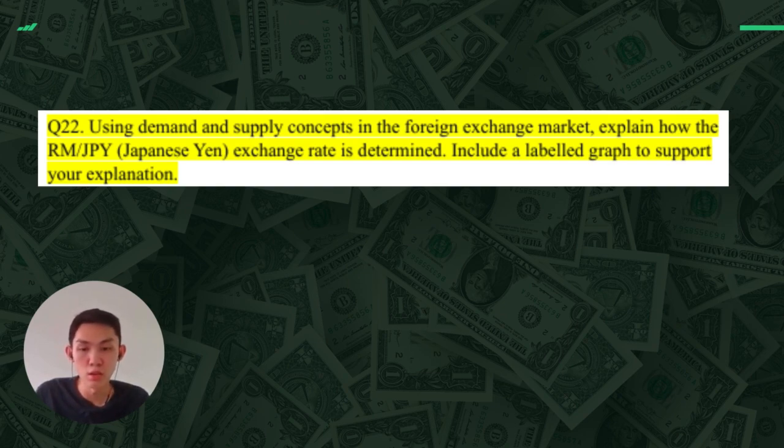So if more Japanese travel to Malaysia, they need more RM. So they will sell their Japanese yen, or supply their Japanese yen, in order to change into RM, so the supply of Japanese yen will increase. So it will make the supply curve shift to the right. When the supply curve shifts to the right, the exchange rate goes down. When the exchange rate goes down, it means the Japanese yen will depreciate, and then the ringgit Malaysia will appreciate.